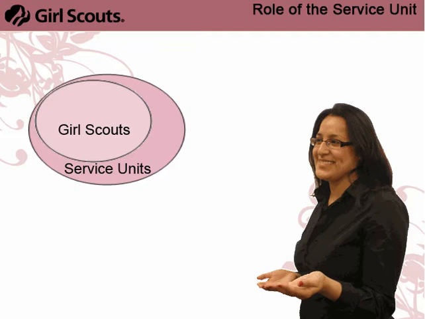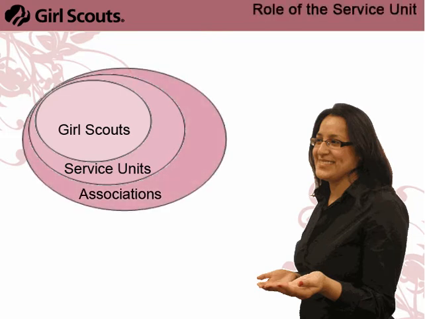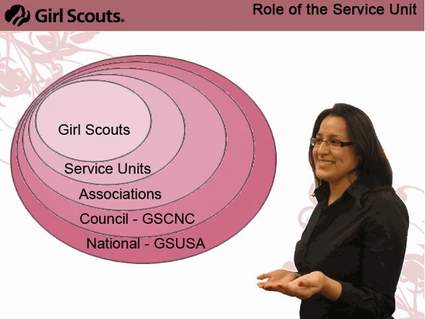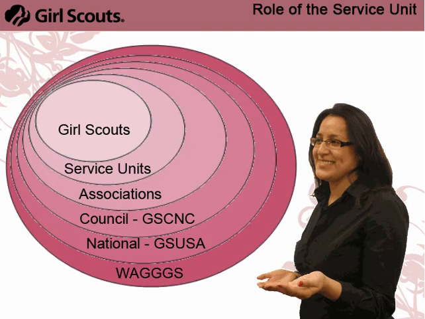They may vary considerably in size, but should be large enough to permit program progression through troops of all age levels and small enough to permit effective direction and supervision by the service unit team. Service units are geographically grouped into associations, and together, these groupings form our council, Girl Scout Council of the nation's capital, GSCNC. Our council is one of many that make up the national organization, Girl Scouts of the USA. We are connected with other countries as part of WAGGGS, the World Association of Girl Guides and Girl Scouts.